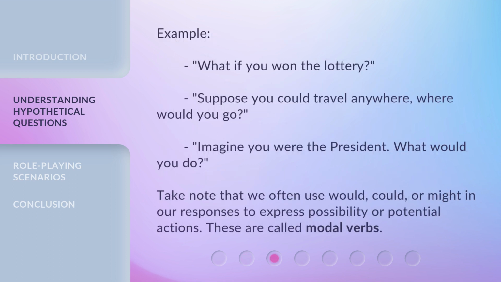Example: what if you won the lottery? Suppose you could travel anywhere. Where would you go? Imagine you were the president. What would you do? Take note that we often use would, could, or might in our responses to express possibility or potential actions. These are called modal verbs.